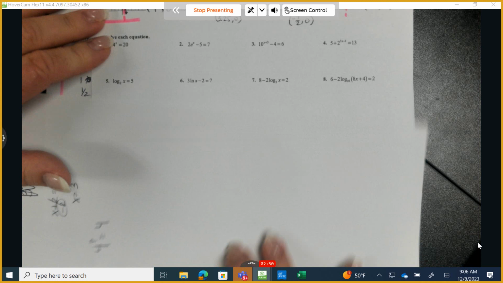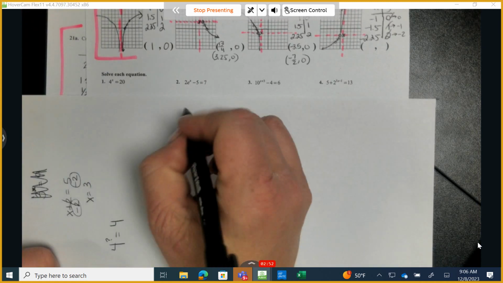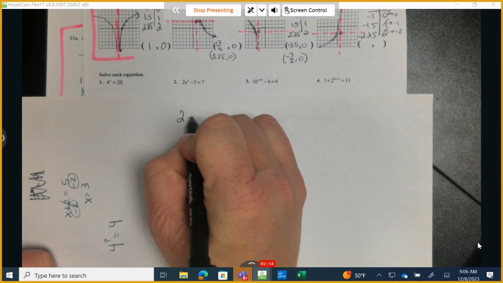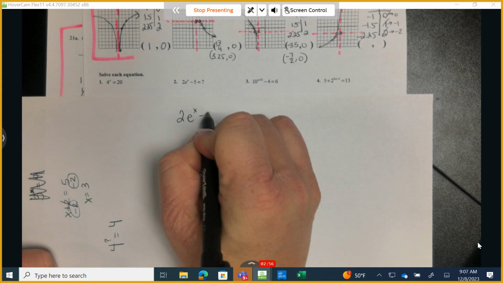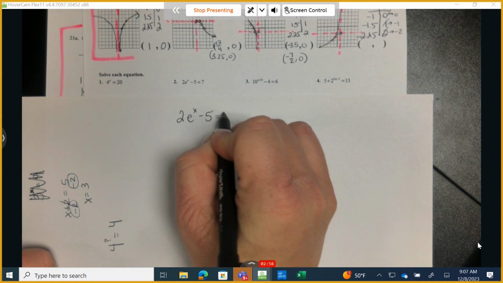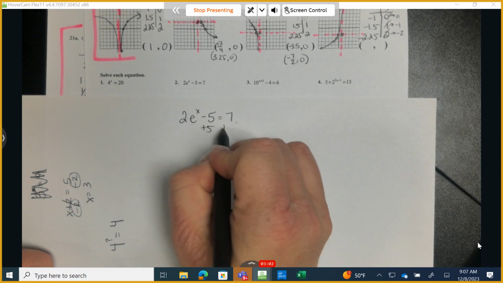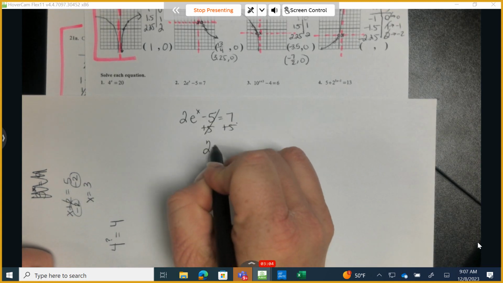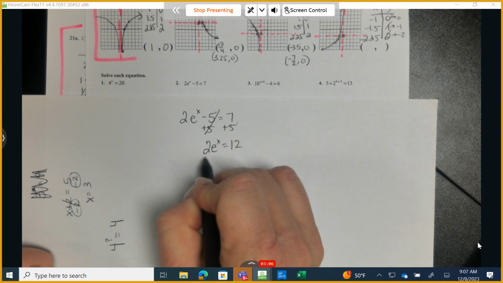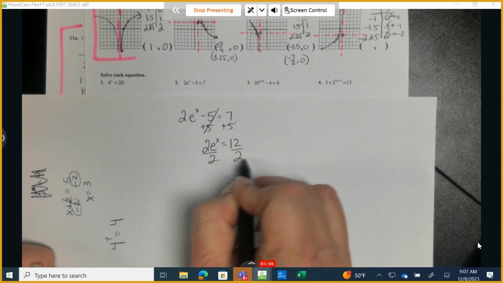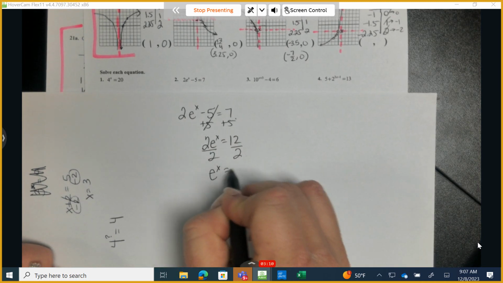Let's take a look at number 2. So I'm going to flip this over to the side here so we can see it. Remember, E is Euler's number. It's simply a number that's often seen in real mathematics. So I'm going to add 5 to the opposite side. Whatever I do to the left, I must do to the right. I'm going to divide by 2. Whatever I do to the left, I must also do to the right.